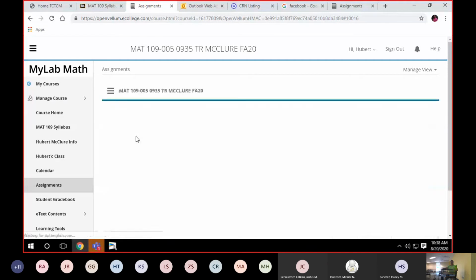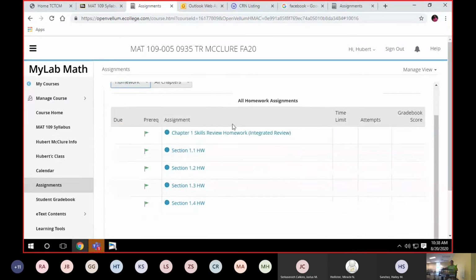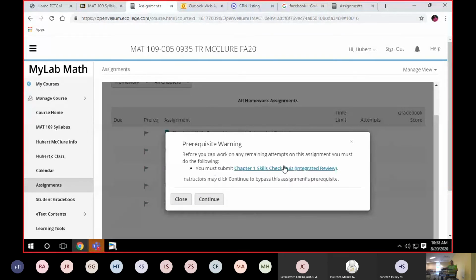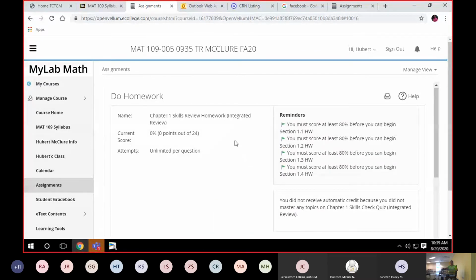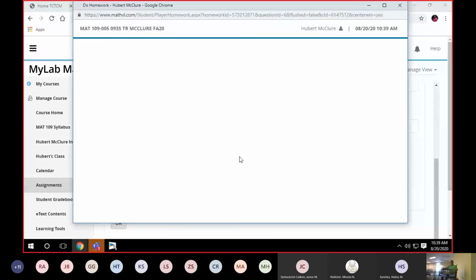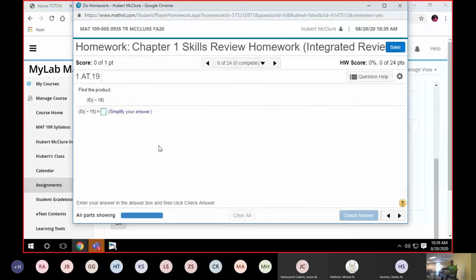Let's just do homework. And you want to do this skills review. That's also included in your grade. So I'm going to go in there and hit that. Whatever, continue. There we go. And this is what your homework looks like. Now, this is the good part. Let's say you don't know how to do the problem. You click on this. Y'all see all these resources?